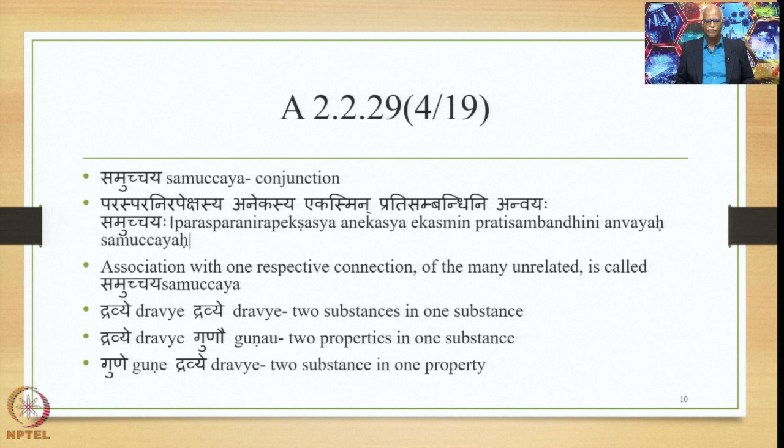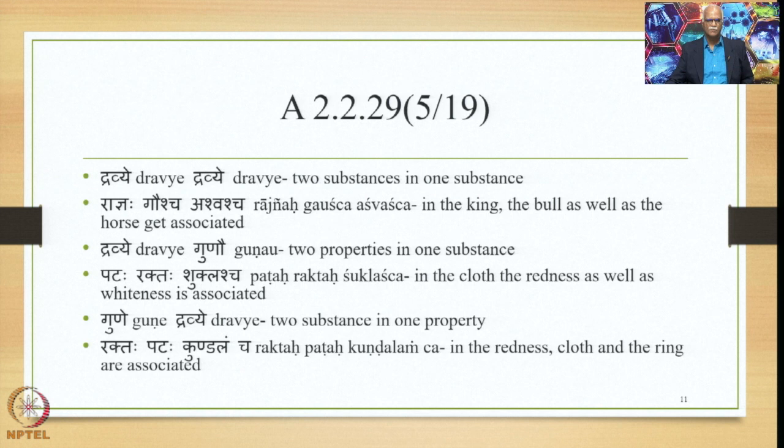The correlation or the respective connection of the dravya in dravya. So two substances in one substance. So the anvaya of two substances in one substance, dravye gunau, two properties in one substance, gune dravye, two substances in one property, dravye dravye, two substances in one substance. And let us take some examples and explain this.